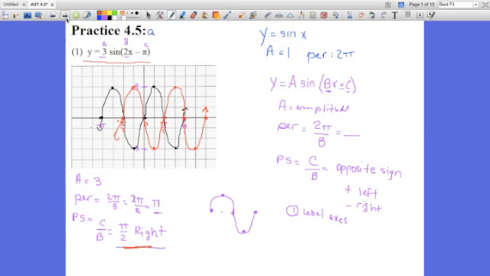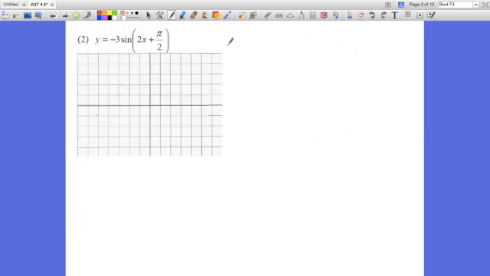Alrighty. Let's try another one. This will be faster because I won't have to explain everything. I will just go through the motions. I will say that instead of having our upward bump and then our downward bump, the first thing I notice is a minus sign, which means that we're going to go down first and then up. Okay. My amplitude is going to be 3. Always express that as a positive number.